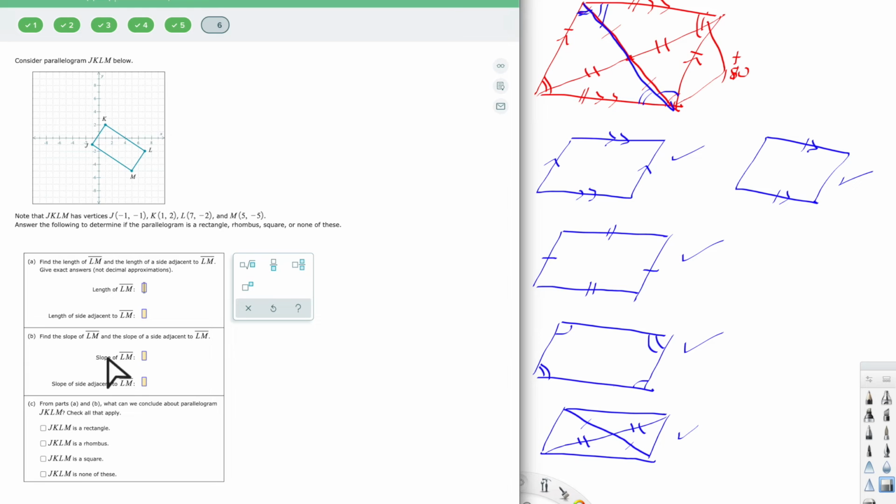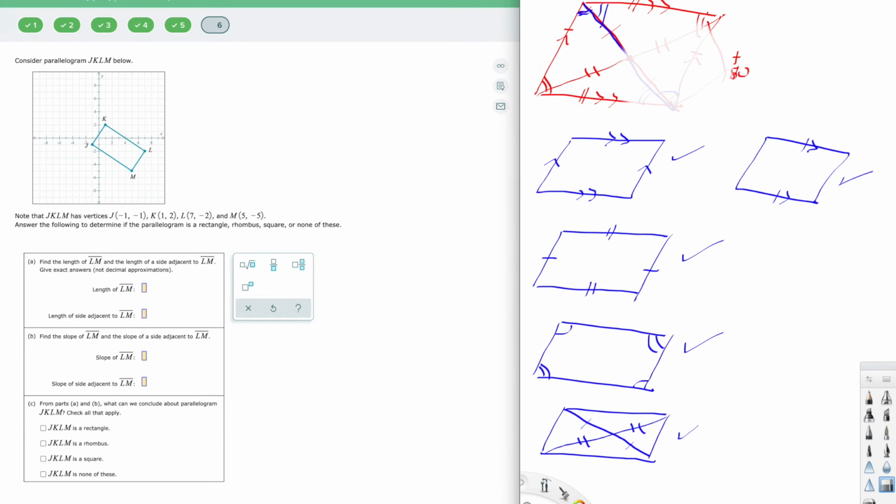Okay, so with this one, we are going to be classifying parallelograms in a coordinate plane. So we're considering a parallelogram. We already know it's a parallelogram. It's already telling us that. So I'm going to go ahead and just get a new one here.